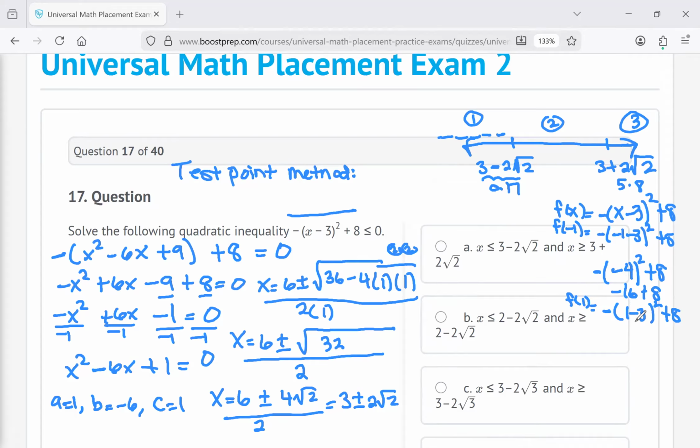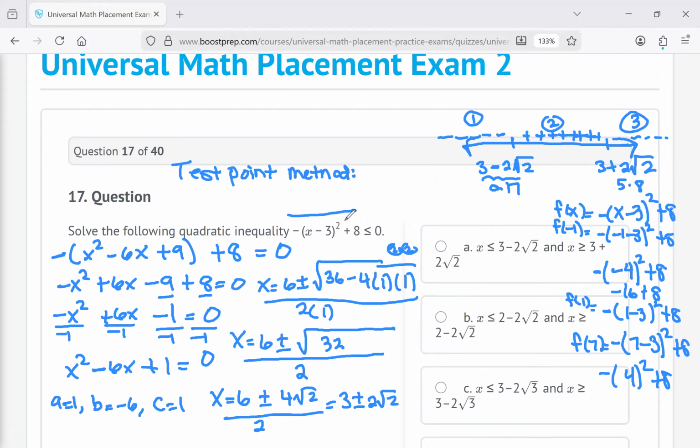So 1 minus 3 is -2, which is +4. So I'm going to put a plus sign. And then I'm going to test region 3. So I need a number larger than 5.8. So maybe I could do 6, or I could also do 7. So it's negative, and then replace that with 7. So 7 minus 3 is 4 squared plus 8. So that's 16. So you have -16, which is 8. That's -8. Okay, so it's a minus.